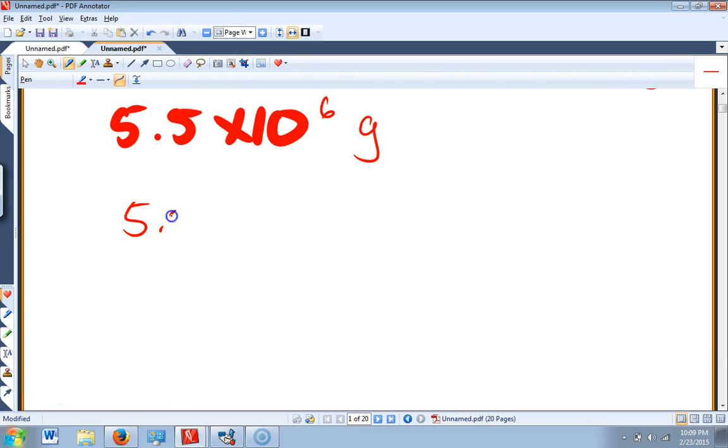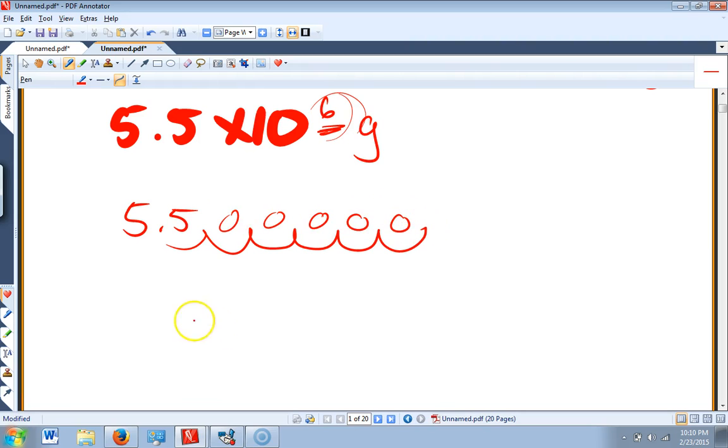We're going to start with our 5.5. And what we're going to do is hop the number of times that our exponent tells us to. So we're ready to hop: 1, 2, 3, 4, 5, 6. So I just hopped the number of times that my integer told me to. Now I have all these empty spaces, which means I have to fill them with zeros. So we put 1, 2, 3, 4, 5 zeros in that place.